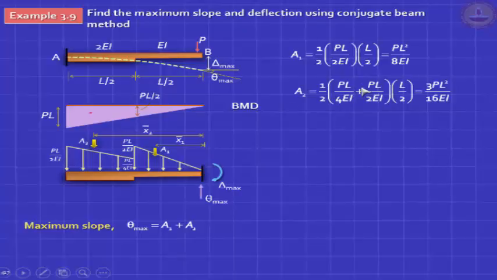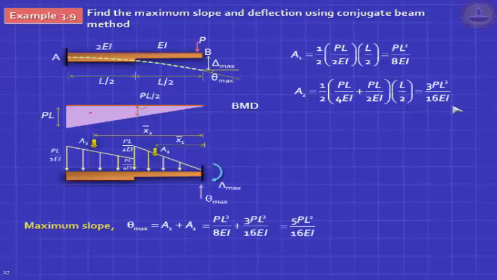Okay, this is done in a very simple way. It's just the average height. This height is PL by 2EI, this height is PL by 4EI, and the average height is half of that. That's very easy to do. Into L by 2. So you got this answer. So theta max, you've got the answer.